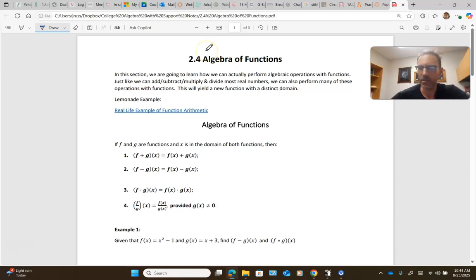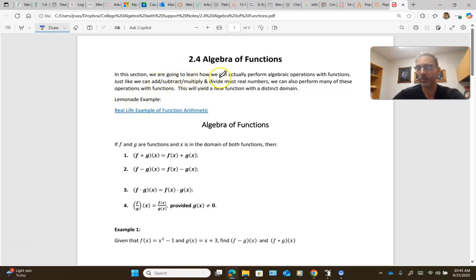But as you can see, 2.4 is on what's called the algebra of functions. This could just as easily be the arithmetic of functions. And there's a video link right here, and I put this in Blackboard as well. But it's a good example of a situation in which you might be interested in or would need to do some arithmetic with some different functions.